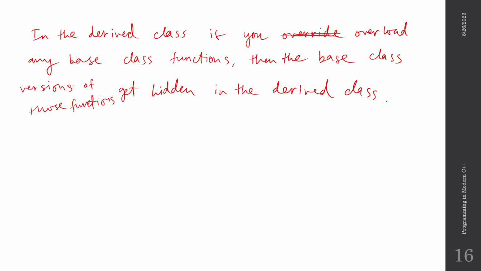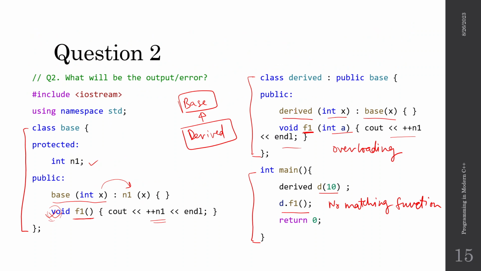Now there is a simple way to fix this. In the derived class we will have to use this line, using Base::f1. We have to add this line somewhere. If you add this line, then the base class version will also be there. It won't be hidden. So where do you add this line? You add it somewhere here.